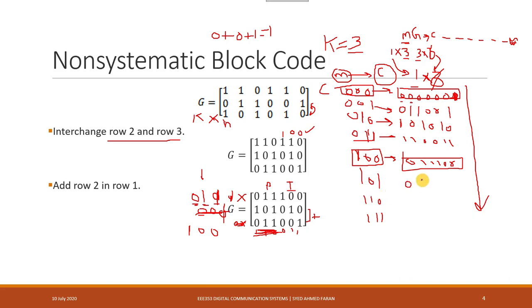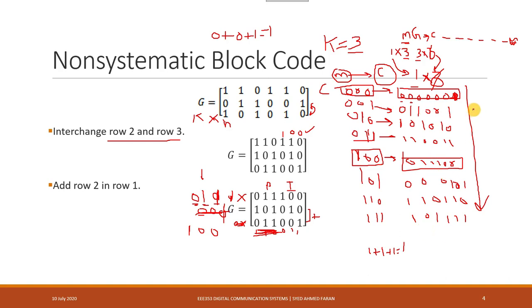So the next code word, if you can do the calculation with me, is 0 0 0 1 0 1. Okay, and the code word for this message is 1 1 0 1 1 0, and the code word for this is 1 0 1 1 1 1. Please remember, 1 plus 1 is 0 and 0 plus 1 is equal to 1. So 1 plus 1 plus 1 is equal to 1 in mod 2 addition. So these are all the code words.